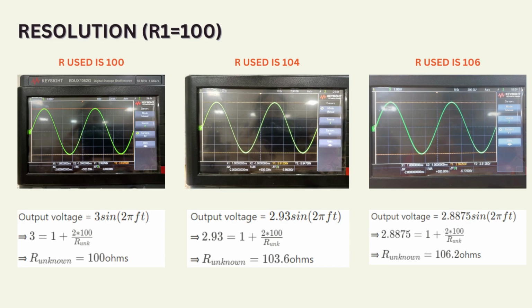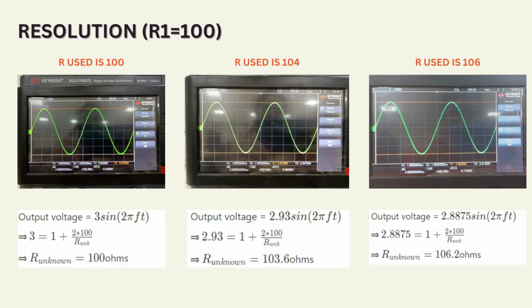Now coming to resolution, it means for what small change of resistance the circuit can respond or show the change. Here keeping R1 as 100 ohms, we have used R1 as 100, 104, 106. We can see that it is measuring very perfectly with a very, very small error. And we can observe the change in output amplitude also, which means that the circuit has a good resolution. But we cannot expect the same type of resolution for larger measuring ranges.